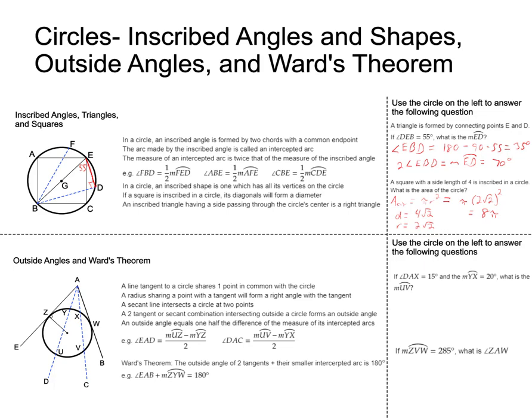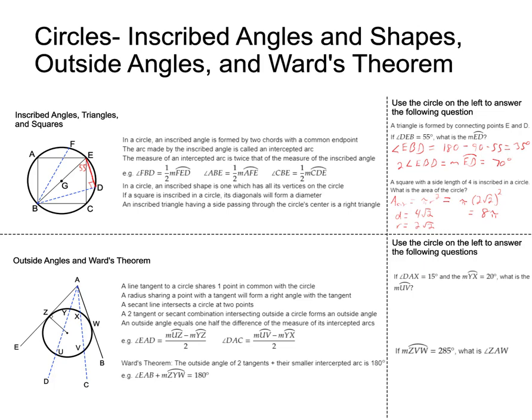A radius sharing a point with a tangent will form a right angle with the tangent. So we can see that drawn in there next to point Z. A secant line intersects a circle at 2 points. So we have two secant lines, line AD and line AC. They are denoted with blue dotted lines in the figure.